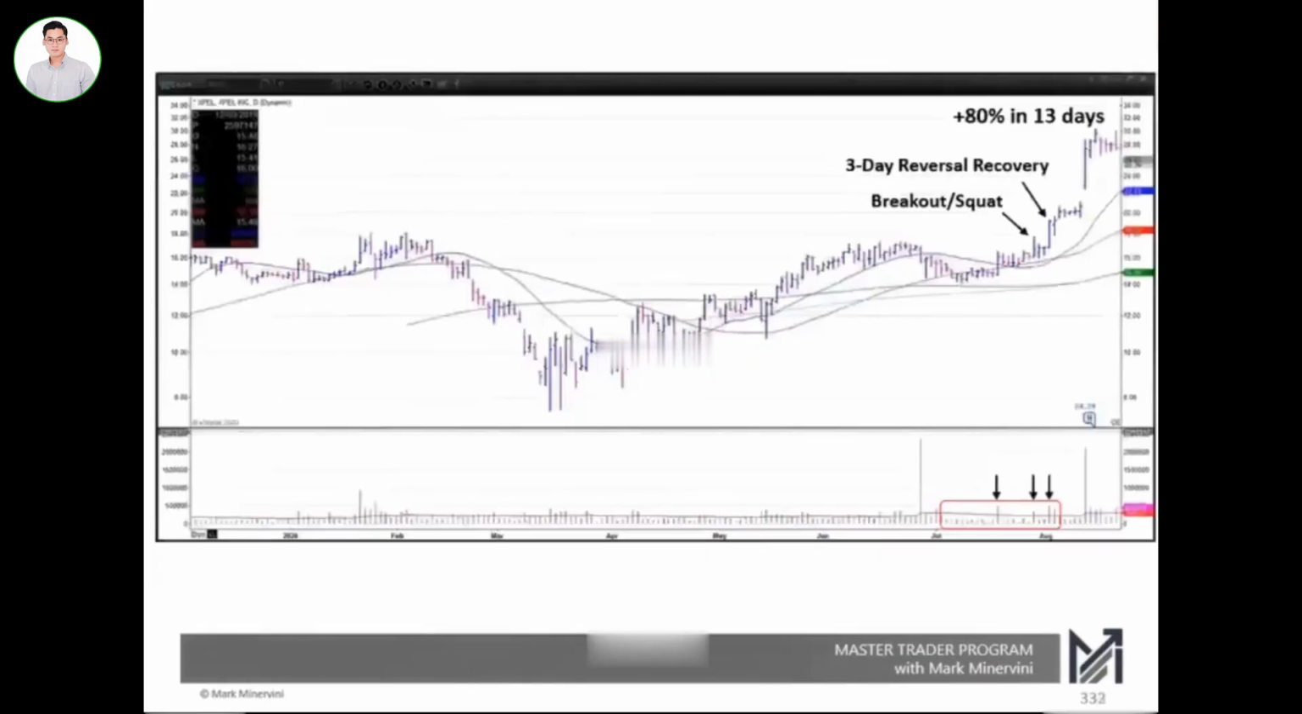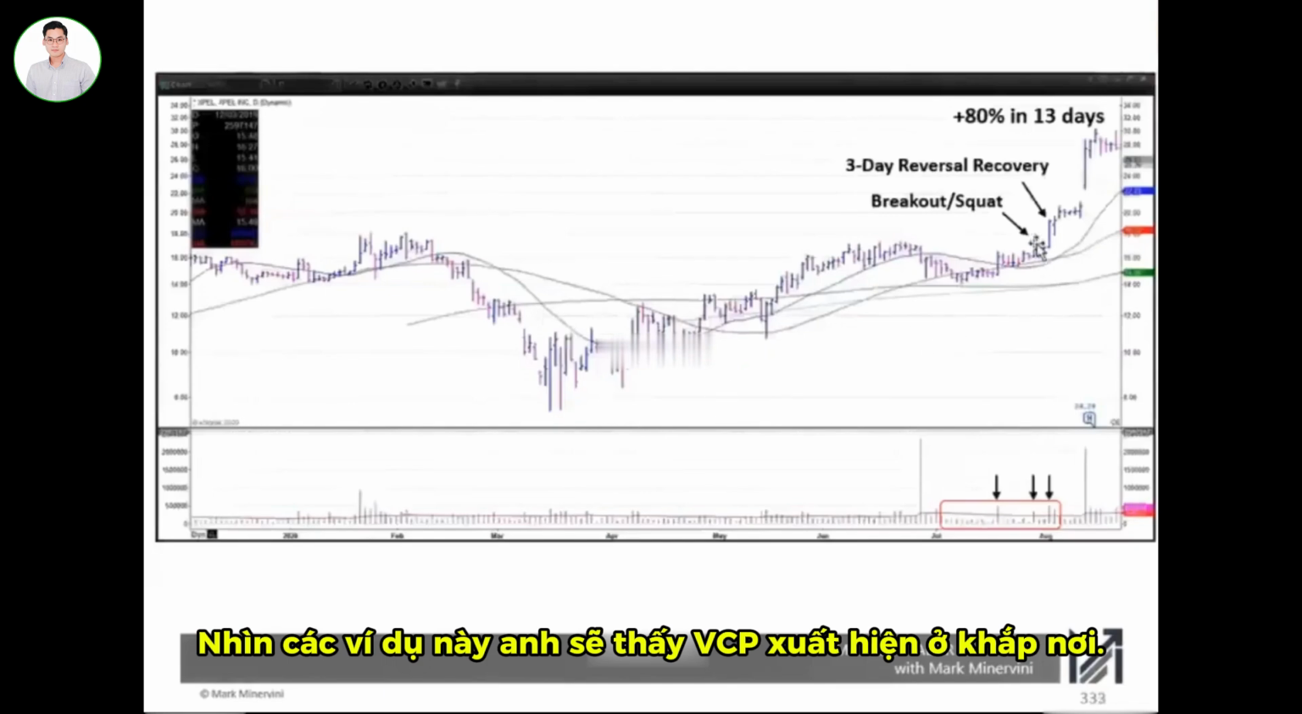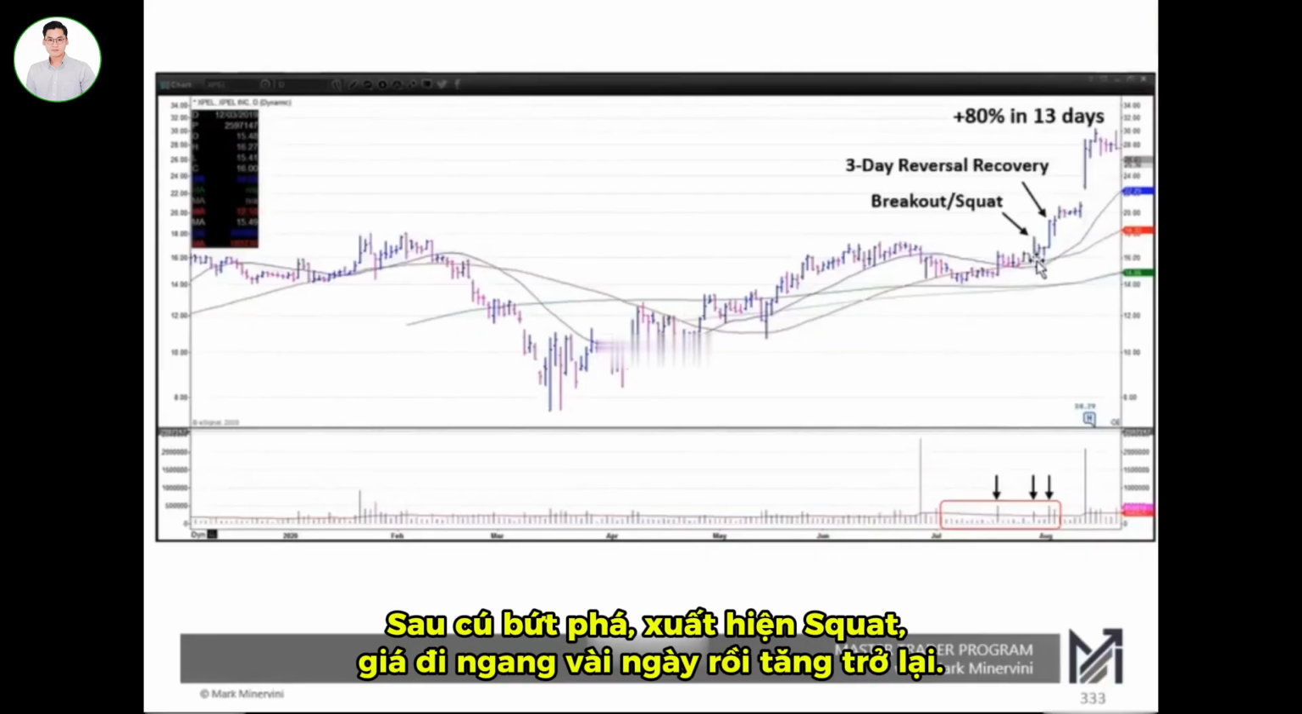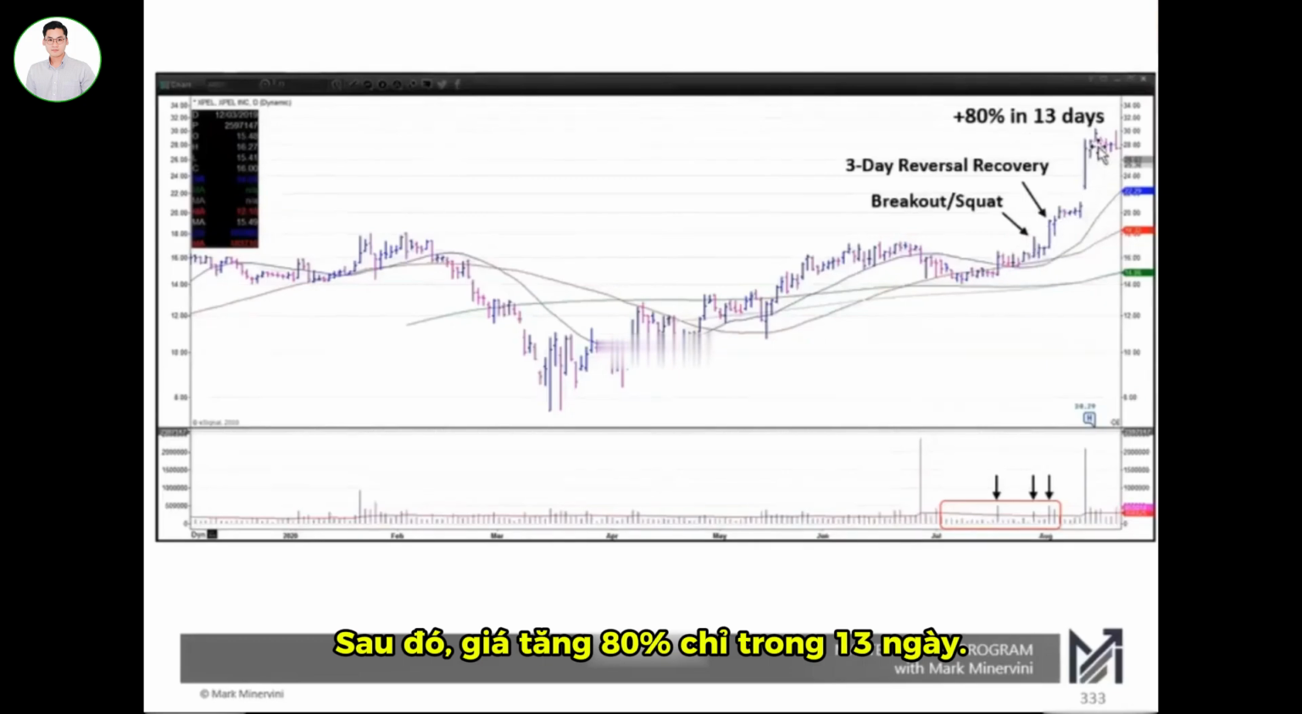There's another one. So here again, we break out. See, look at the pattern. See how there's always VCP. Are you guys watching this and seeing how in everything I show you, there's always VCP? Look here, you come down, you actually have a low cheat right here, right? Then you form right here, you have another here and a tightening where you get now just one last day. See that last day? That's your last tightening. And then bang, you come out here, you squat, and then a couple days inside, recovery on a third day. This went up 80% in just 13 days.